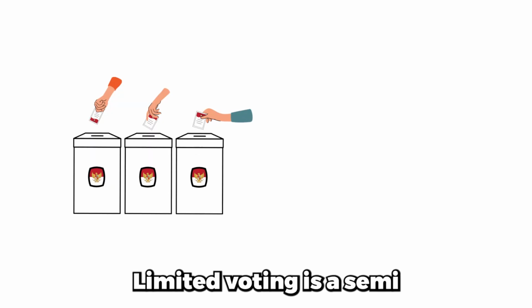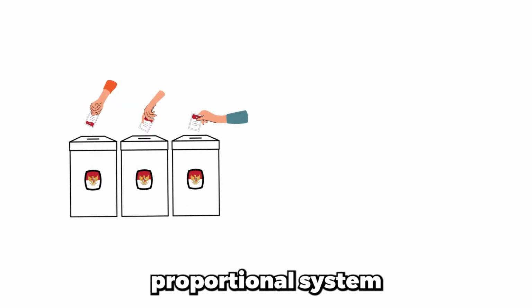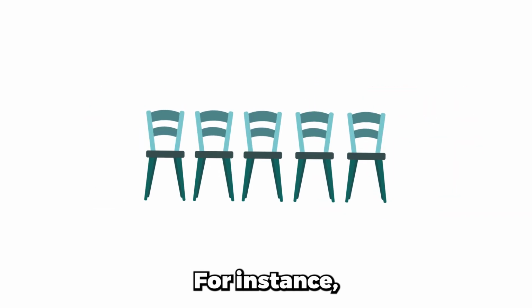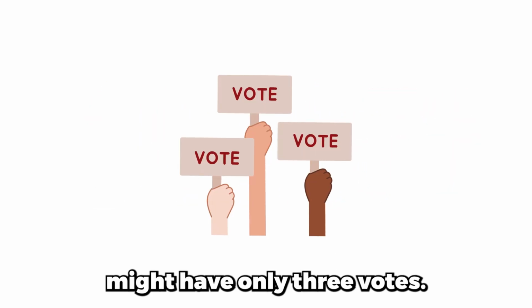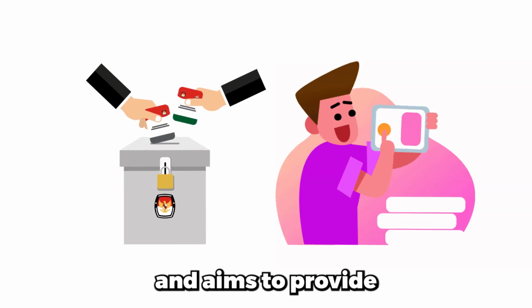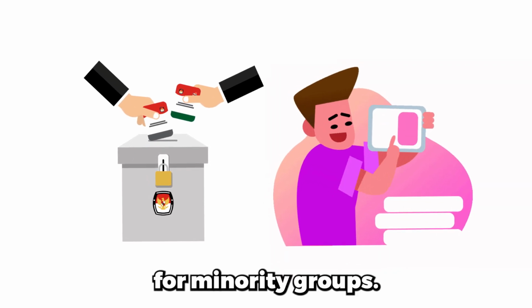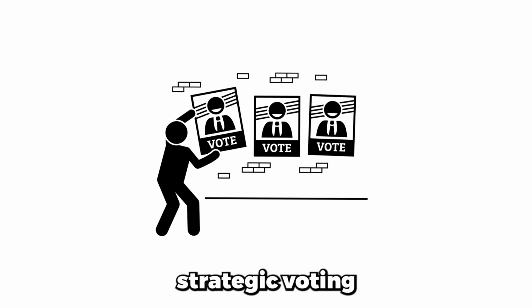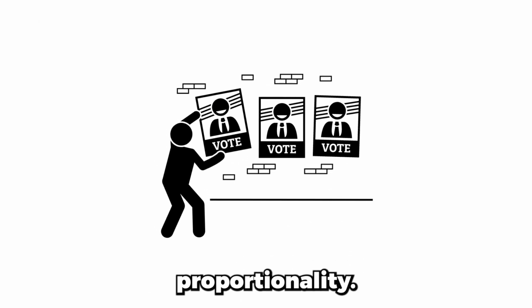Limited voting. Limited voting is a semi-proportional system where voters have fewer votes than the number of seats available. For instance, in a 5-seat election, voters might have only 3 votes. This system is used in some local elections and aims to provide better representation for minority groups, being simpler than some proportional systems and leading to strategic voting without guaranteeing proportionality.